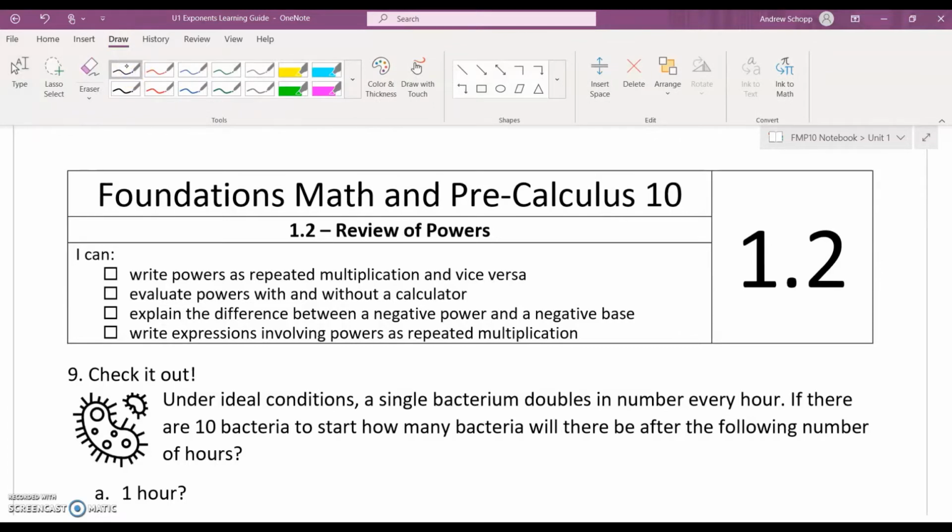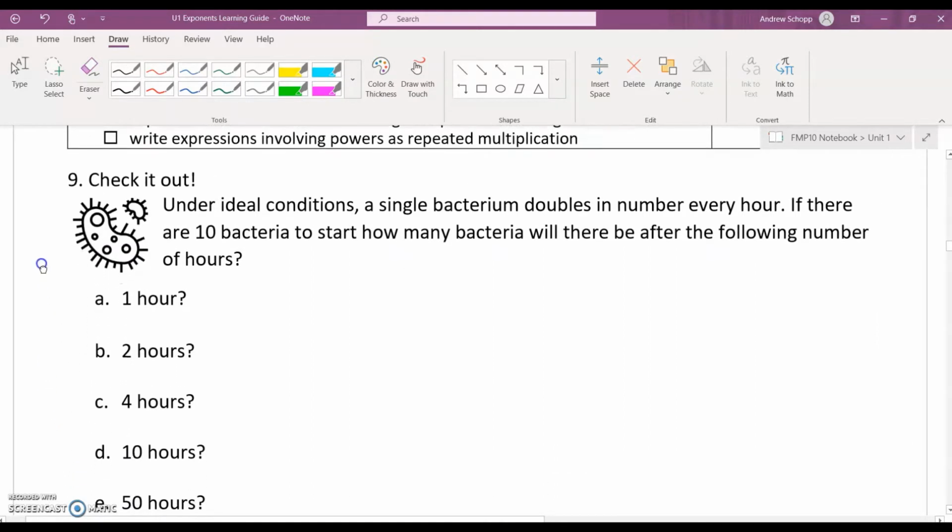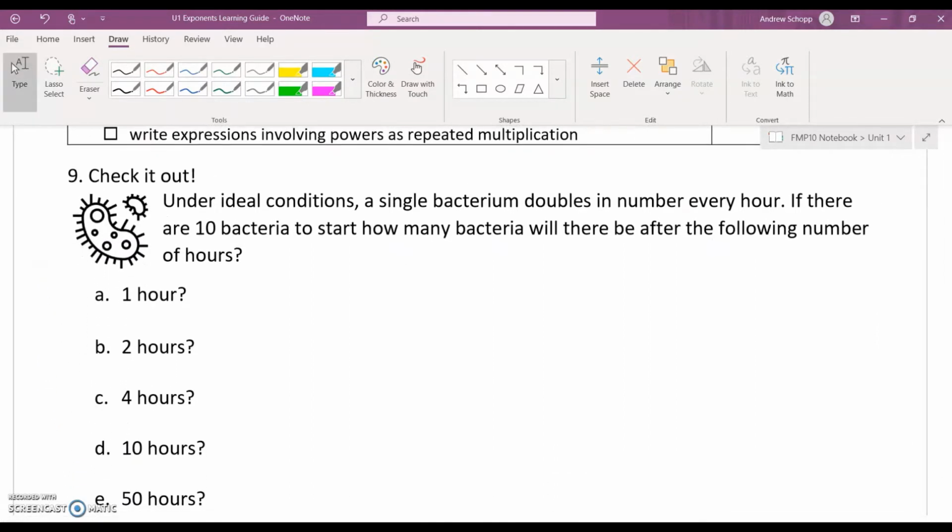So, check it out. Under ideal conditions, a single bacterium doubles in number every hour. If there are 10 bacteria to start, how many bacteria will there be after the following number of hours? So pause the video here and take a couple minutes to write out what you think will happen for these values. Hopefully you've taken a moment to go ahead and give it your best guess first.